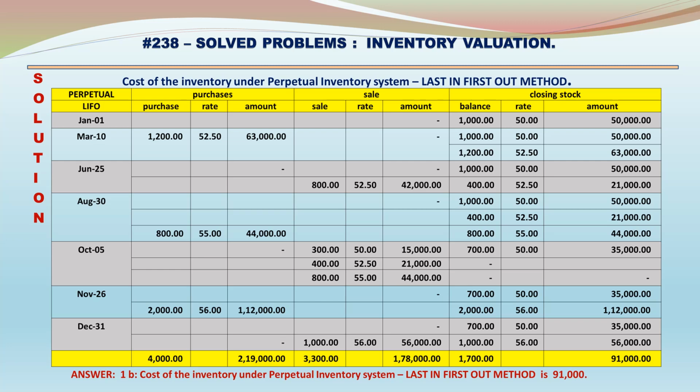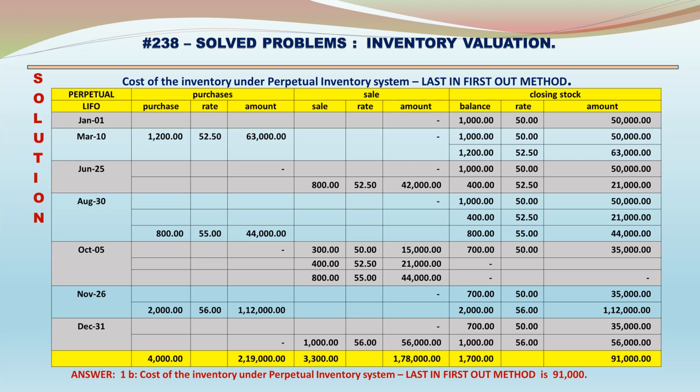June 25, there is a sale of 800 units. This sale is applied from the last purchase at 52.50, 42,000. Now the closing stock is 1,000 units at 50, 50,000, and 400 units at 52.50, 21,000. On August 30, 800 units were bought at the rate 55 amounting to 44,000.